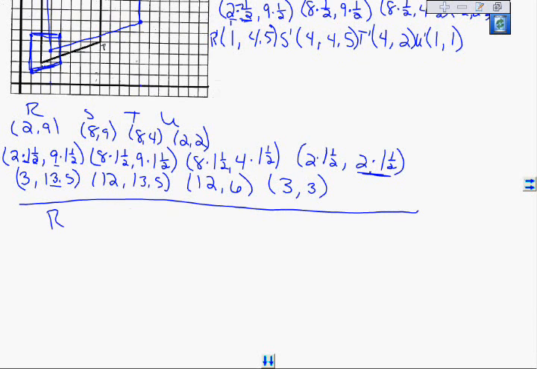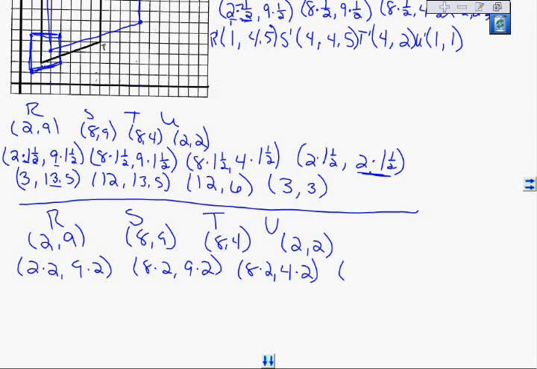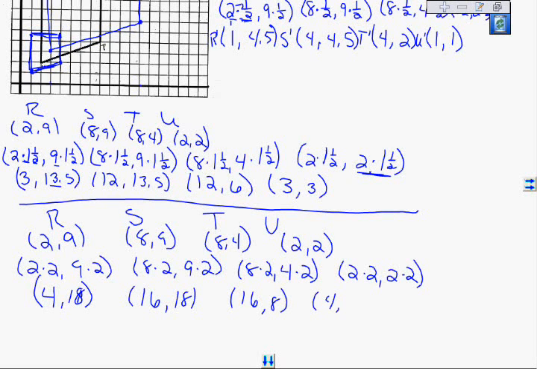I'm going to separate my work here. R, S, T, U. R is 2, 9. S is 8, 9. T is 8, 4. U is 2, 2. You have a new scale factor of 2. So let's do that. 2 times 2, 9 times 2, 8 times 2, 9 times 2, 8 times 2, 4 times 2, 2 times 2, 2 times 2, and get your new coordinates. 4, 18, 16, 18, 16, 8, 4, and 4.